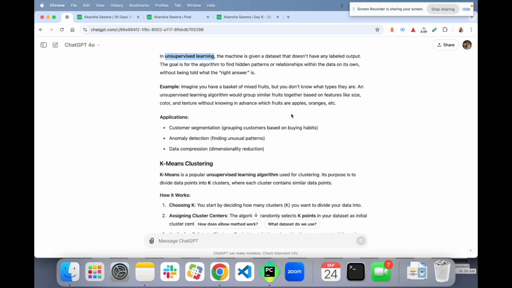So we will group fruits based on the features. For example, what size the fruit is, the color of the fruit, the texture of the fruit, probably the taste of the fruit. If it tastes bitter, it tastes sweet, or it has no taste. So based on all these features, we are going to group them, and that is called unsupervised learning.